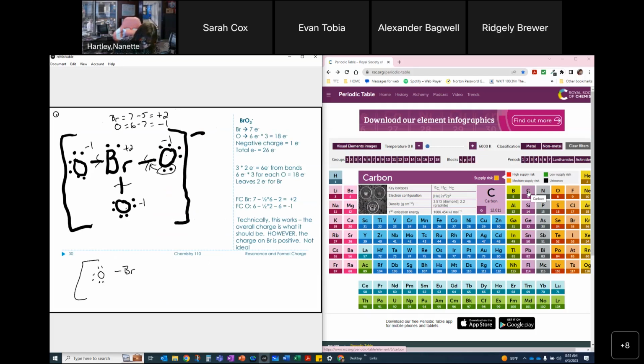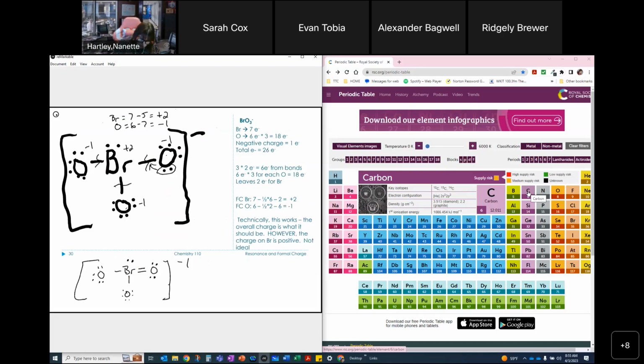The bromine still has the lone pair that it had. I now have 2 bonds for this oxygen. And then this oxygen has not changed. And that's a -1 charge for the whole thing.